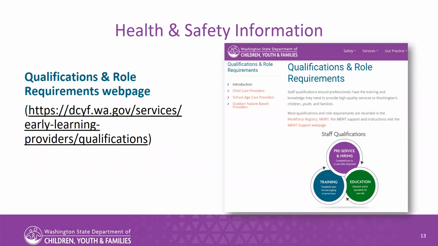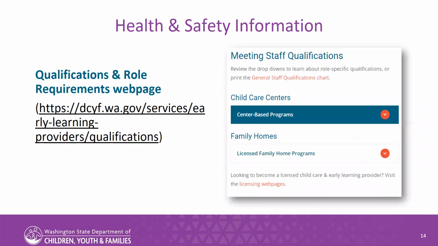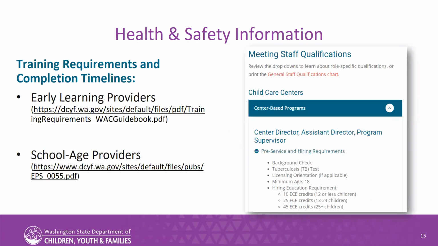To learn about which health and safety pre-service or training requirements are needed for your role, you can visit the Qualifications and Role Requirement webpage. From this page, you can select what program type you are working in. You can then select the specific setting and then view a complete list of staff qualification requirements for your specific role. Some other great resources include the DCYF Training Requirements and Completion Timeline Guides for early learning and school-age providers.